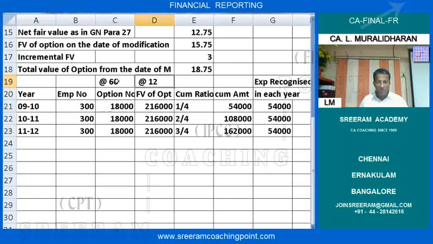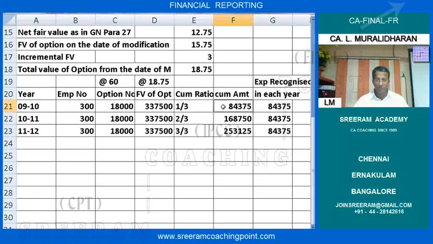And fair value, now it will be not at 12 rupees, but at 18.75. It was very clearly explained how we have just got that number. Now, cumulative ratio is no longer 1 by 4. From now on, it is only 3 years. So, 1 by 3, 2 by 3, 3 by 3.